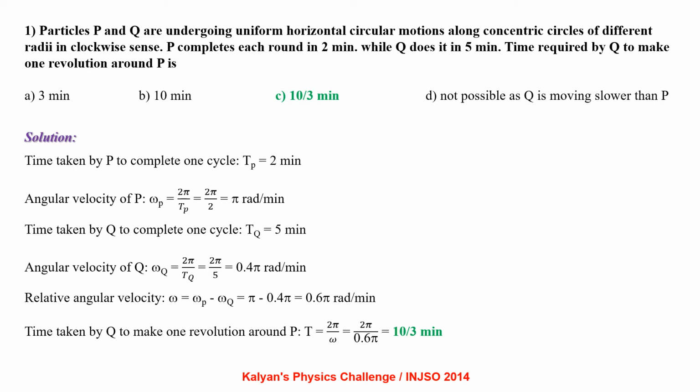Time taken by Q to make one revolution around P is T equal to 2 pi by omega, which comes out to be 10 by 3 minutes.